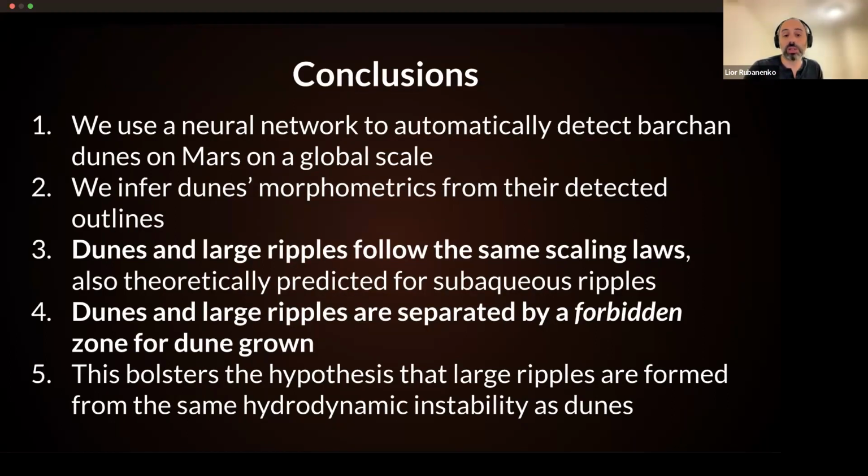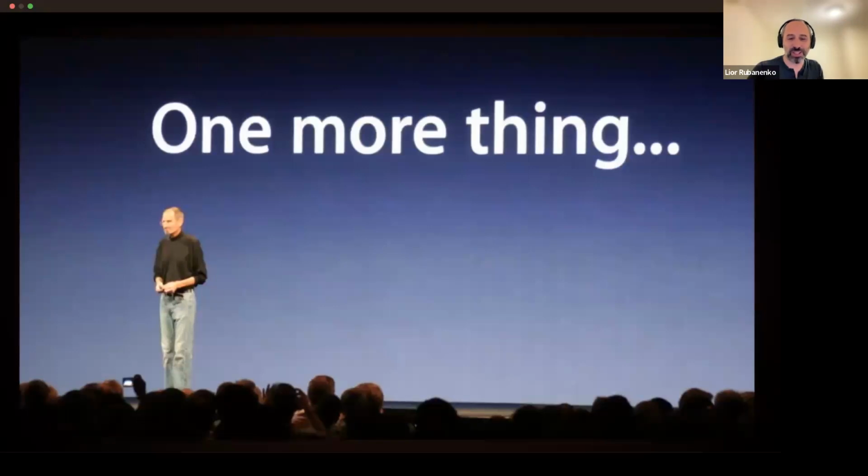And we see that dunes and large ripples follow the same scaling laws as theoretically predicted for subaqueous ripples. And the dunes and large ripples are separated by a forbidden zone for dune growth, as predicted by those experiments in the 80s by Hanratty. And this, of course, bolsters the hypothesis that large ripples are formed from the same hydrodynamic instability as dunes. And because I have a couple more minutes left, I just want to show you another neat result of this project.